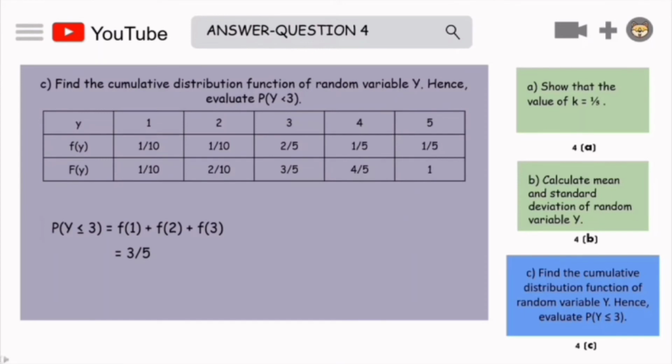For C, we have to find the cumulative distribution function of random variable Y. To find the cumulative distribution function, we have to add the f(y) one by one. Next, to evaluate the probability of Y less than or equal to 3, we have to find the summation of f(1), f(2), and f(3). The answer is 3/5.